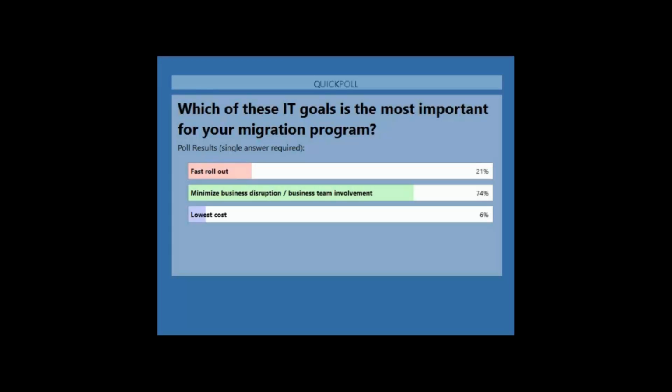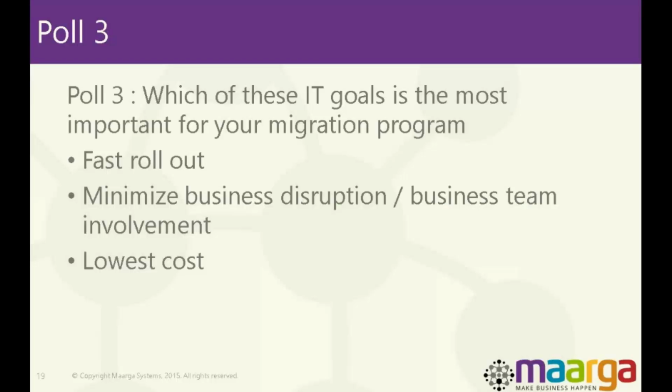So it looks like for fast rollout, 21% of the audience believes that's the most important. 74% believe minimizing business disruption and/or business team involvement, and then 6% are very cost sensitive. Thank you. Great. Thanks, Scott. This is, I think, expected.